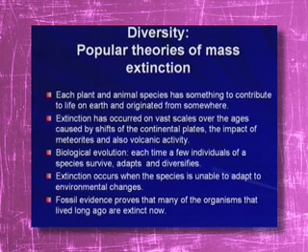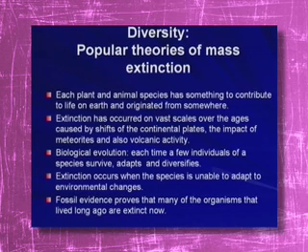Each plant and animal species has something to contribute to life on Earth and originated from somewhere, clearly. I mean, they didn't just plop down and start. Extinction has occurred over vast scales over the ages, caused by shifts in the continental plates, the impact of meteorites, and also volcanic activity.